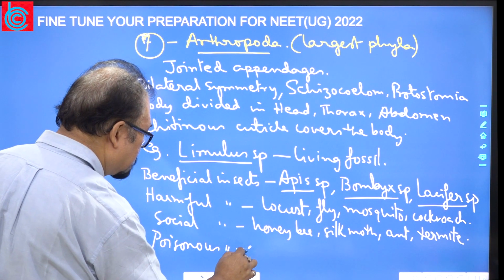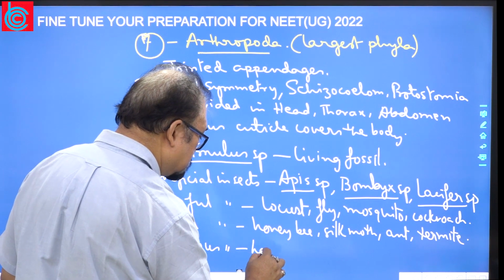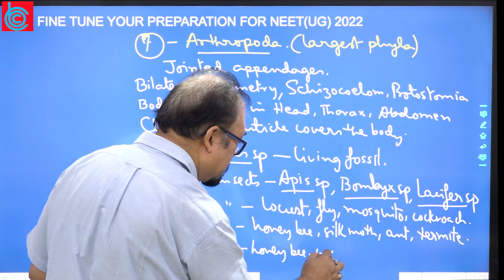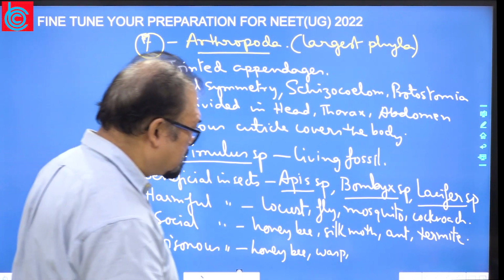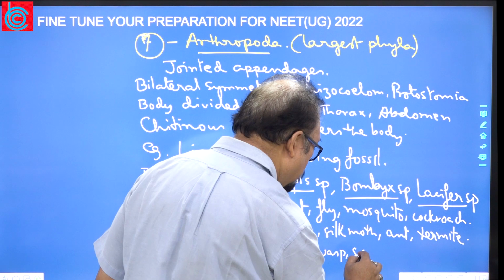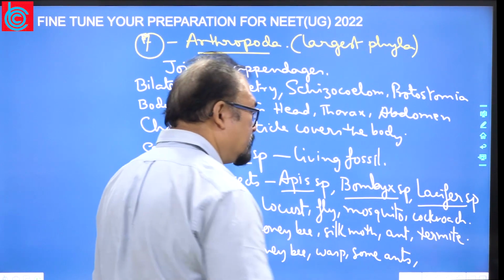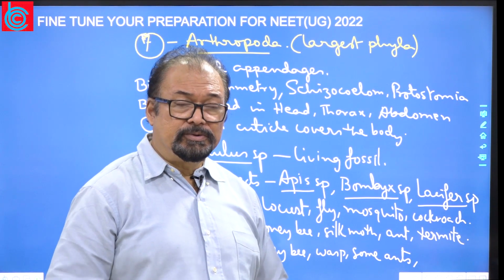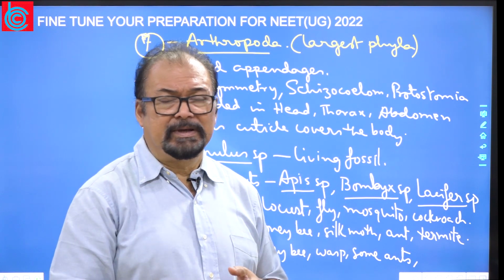Poisonous insect, obviously that is honeybee, wasp, some ants. Highly poisonous. So these are some of the examples of Arthropoda, which is the largest phylum in the animal kingdom.